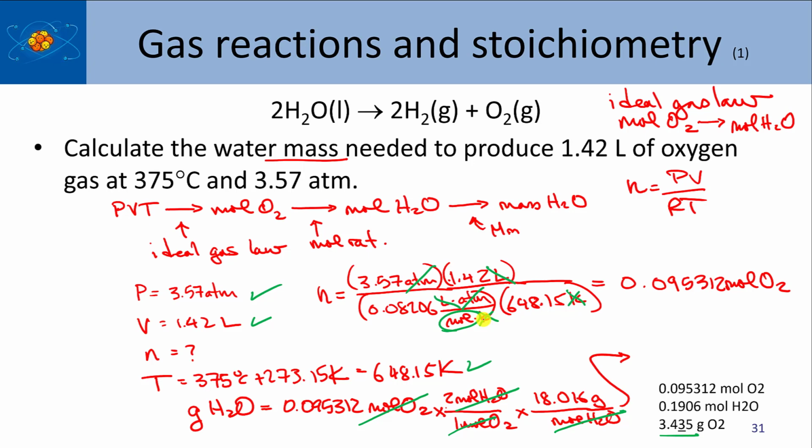Yep, that's 3.435. Sorry, I should have paused that. That's what I do in the background when I'm pausing all the time. Grams of, and this is actually supposed to be H2O like that. So we have 3 significant figures in our problem, so that should be 3.44 grams.